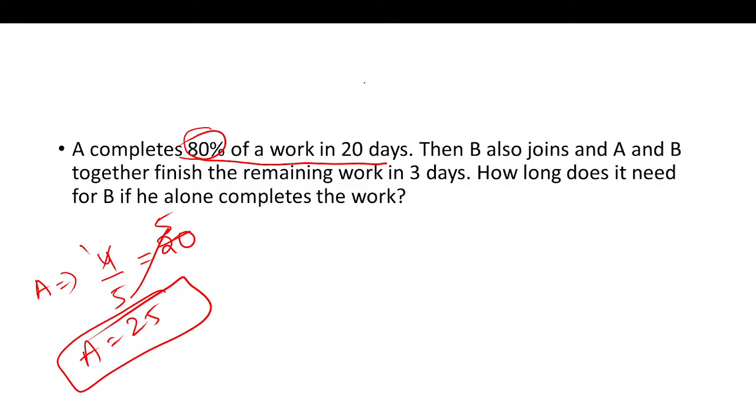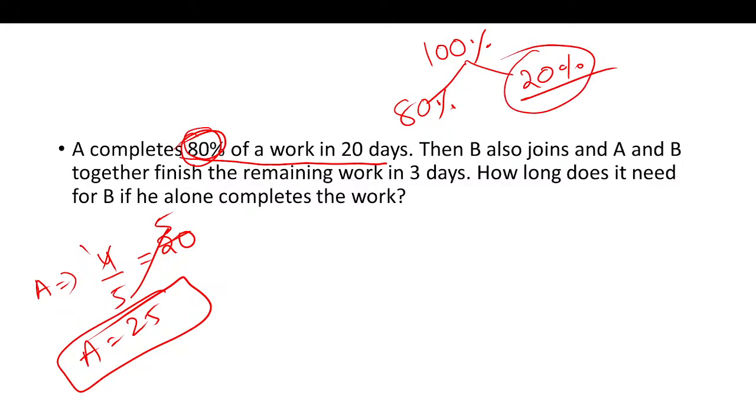So totally, if there is 100 percent of work, 80 percent of the work is finished by A already, and 20 percent of the work remains. Then B also joins. A and B together finish the remaining, which is nothing but what percentage? 20 percent in 3 days.